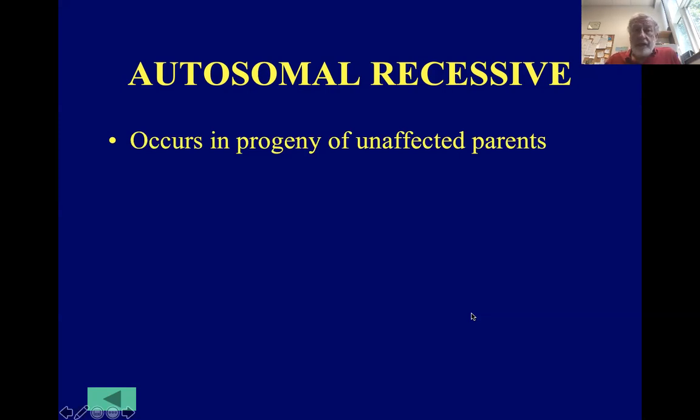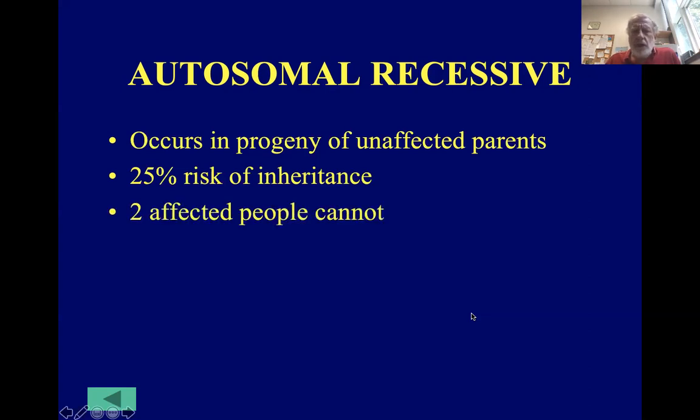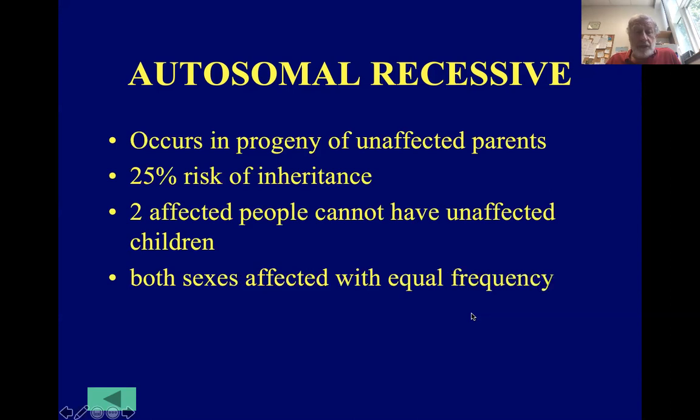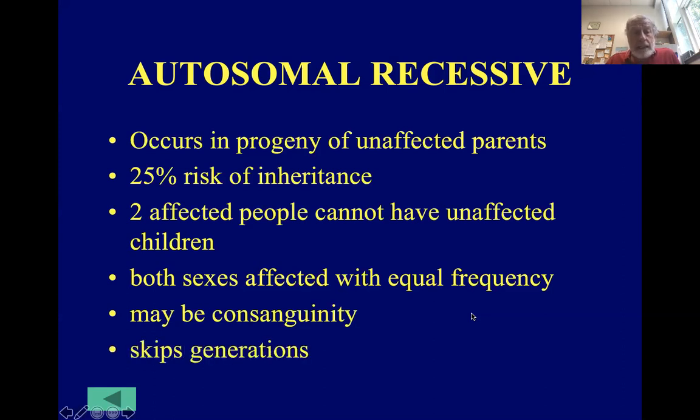Unaffected or normal parents can have affected offspring. If it's in your family, you've got about a 25% risk of inheriting the disorder. 2 affected people cannot have an unaffected child. Both sexes are affected with equal frequency because it's autosomal. There may be some consanguinity or inbreeding in the family, and it skips generations normally.